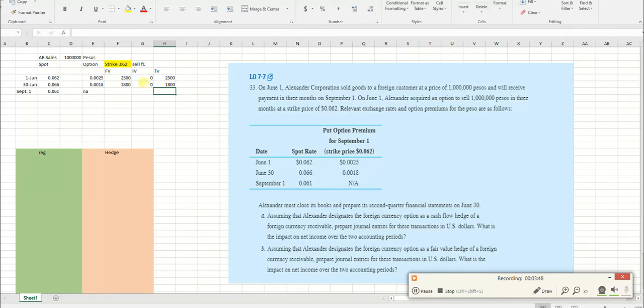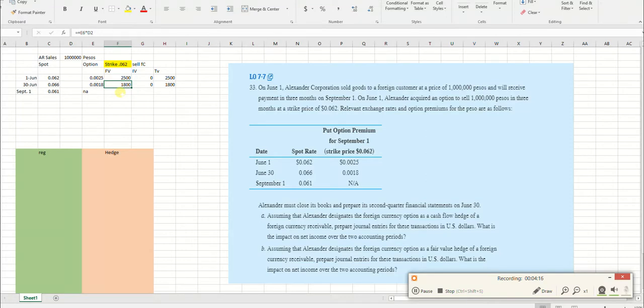Notice if this were purchasing foreign currency, would I rather purchase it for 0.066 or 0.062? If this were a purchase of a foreign currency, it would have intrinsic value because of the $4,000 difference between that. And this one would be a little bit strange to do because that would come out to $4,000 and you'd have a negative time value. So the fair value would be a different number in that given problem.